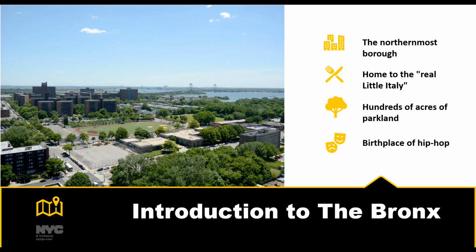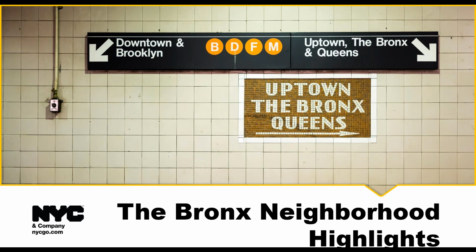The Bronx has historically been broken into 2 distinct regions, West Bronx and East Bronx, as sectioned by the Bronx River, which runs vertically through the center of the borough. The Bronx is home to over 1.4 million residents. There are more than 50 neighborhoods in the Bronx, and we'll highlight 5 of them on the upcoming slides, starting with Woodlawn.